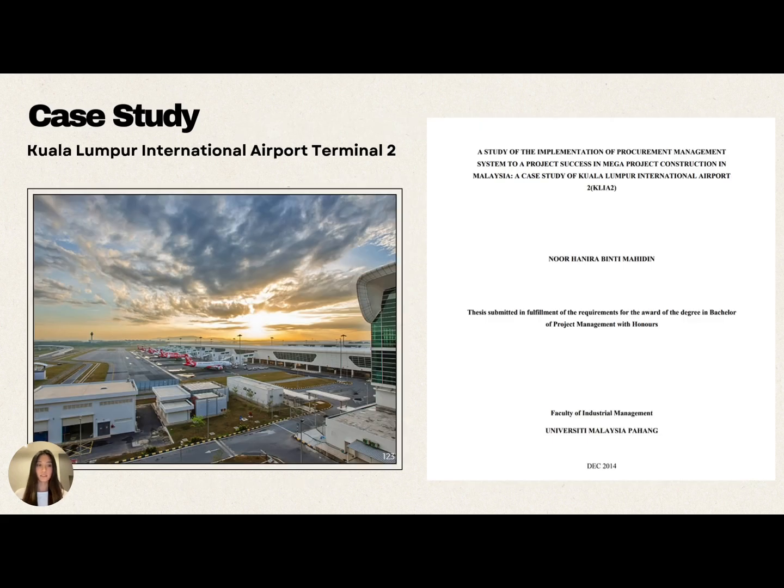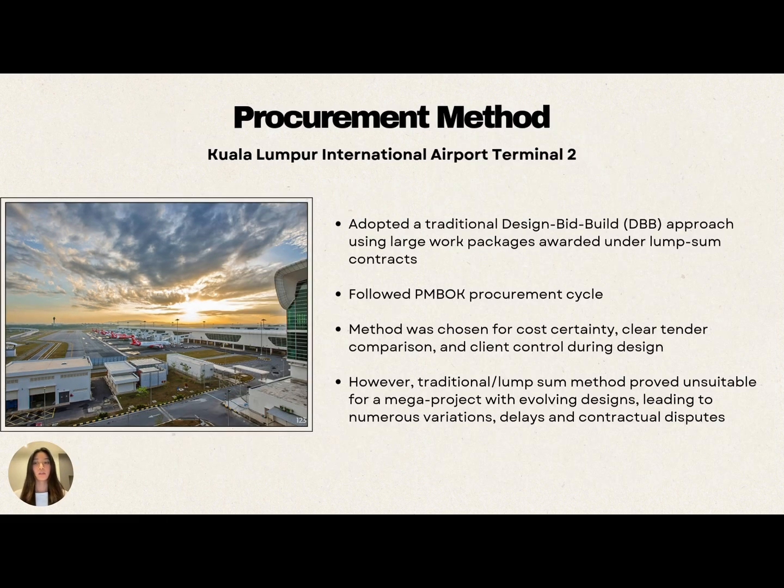In this case study for KLIA, Kuala Lumpur International Airport Terminal 2, written by Noor Hanira binti Mahidin, first, the procurement method used in KLIA Terminal 2 adopted a traditional design-bid-build, DBB, approach using large work packages awarded under lump sum contracts. This method follows typical Malaysian public sector practice, so it's like complete design to tender and construction.